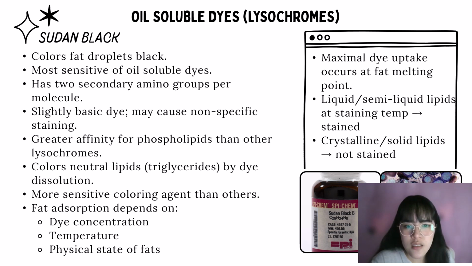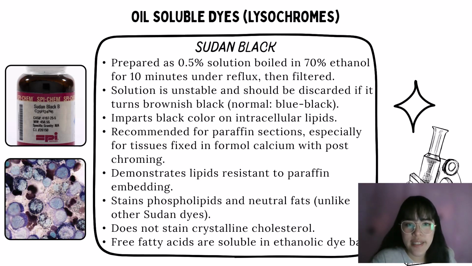Maximal dye uptake occurs when fat reaches its melting point, so that lipids that are liquid or semi-liquid at staining temperature will be stained, while those that are crystalline or solid will not be affected by the dye. Sudan Black is prepared as a 0.5% solution boiled in 70% ethanol for 10 minutes under a reflux condenser and filtered before use. It is a very unstable solution and should be discarded if the usual blue-black color turns brownish-black.